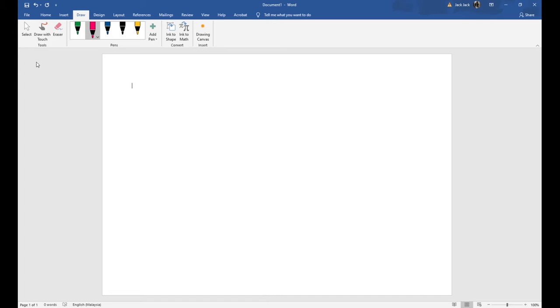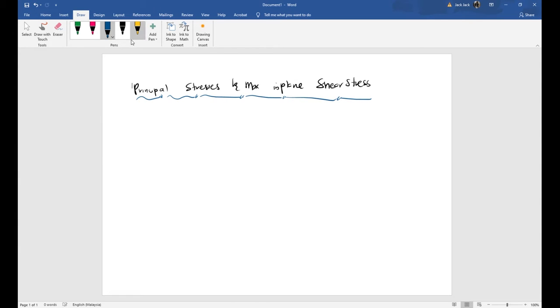Until now we have discussed some of the theoretical background on principal stresses and maximum in-plane shear stress. So let's discuss an example. Let's say you are given an element. This is your element, and this is the initial state of the element.